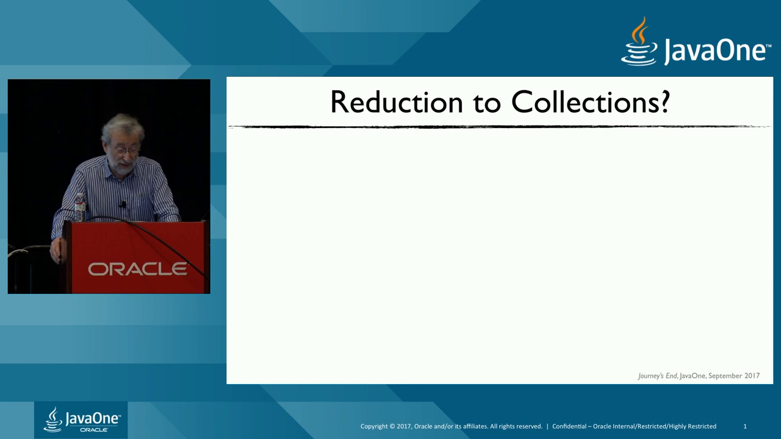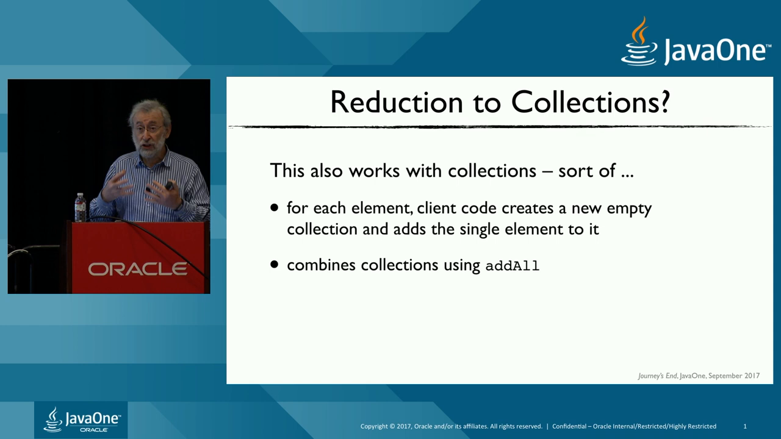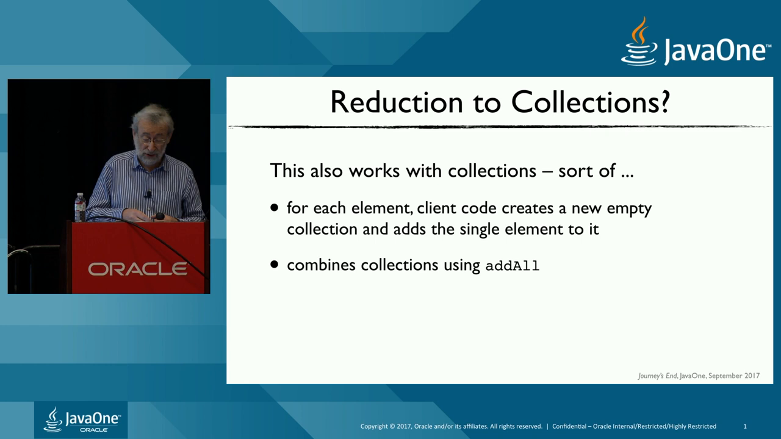Well, there is one way in which you could make reduction to collections work, and that way is pretty horrible. You could take each element of your stream, and in the client code, create a new empty collection, and then submit those collections to the reduction, and the reduction operation would be addAll. So addAll merges two collections together. It's possible to do that. Now, we'll show you an example at the very end of doing it. But it's not something you would ever want to do in practice. It's really pretty grim.